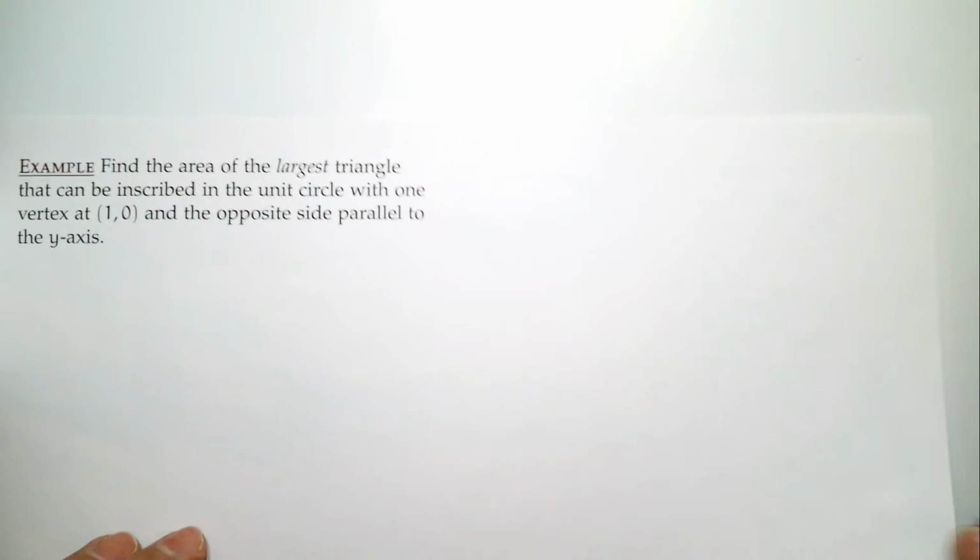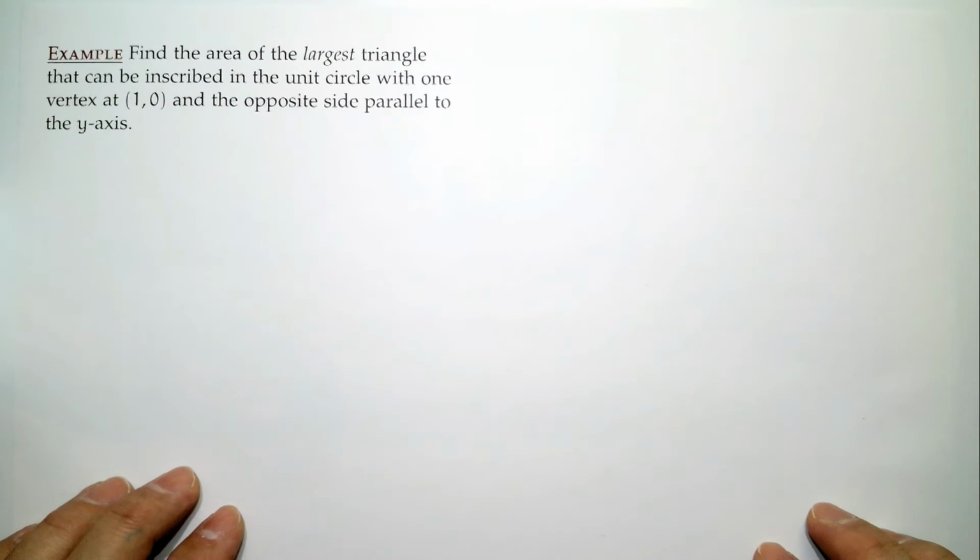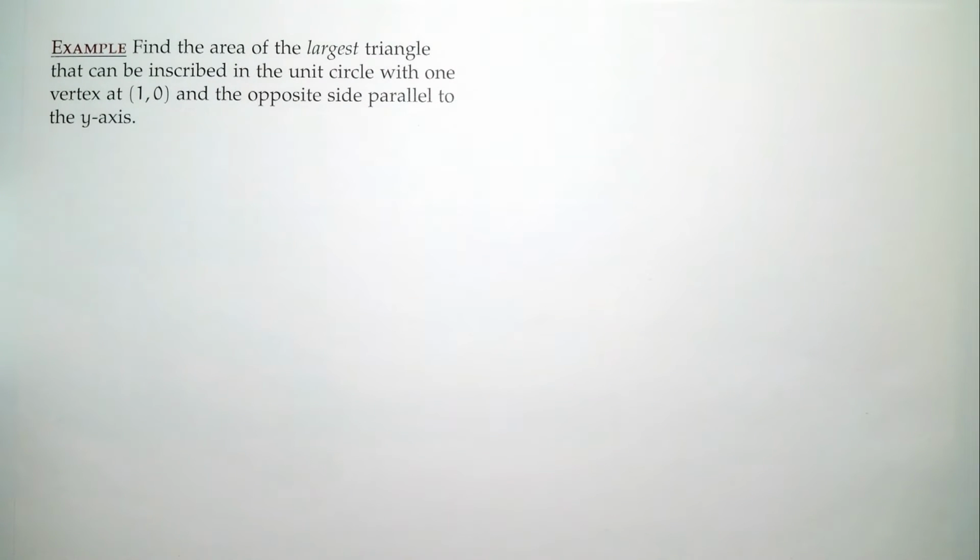Let's do a geometry one. Okay, let's see, do we have enough time? 15 minutes, we might be able to finish this one. Find the area of the largest triangle that can be inscribed in the unit circle with one vertex at (1, 0), and the opposite side parallel to the y-axis.